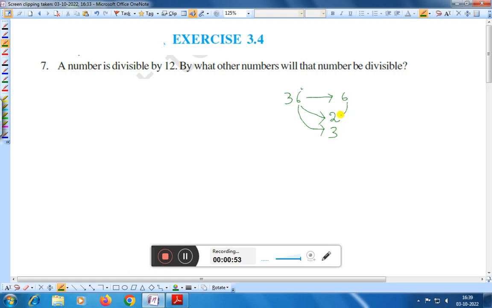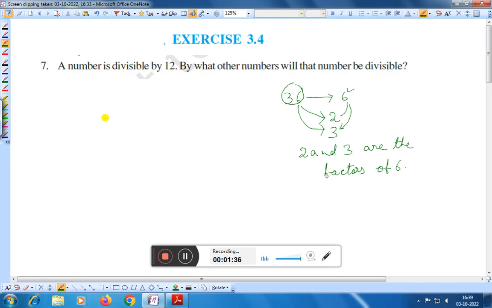Now, what is the relation between them? Here you see that 36 is divisible by 6, right? And it is also divisible by 2 and 3. Now, what is the relation between 6 and 2 and 3? Here you find that 2 and 3 are the factors of 6, right? That means if a number is divisible by one number, then that number will be divisible by its factors also, right?